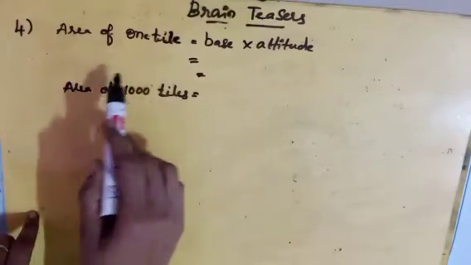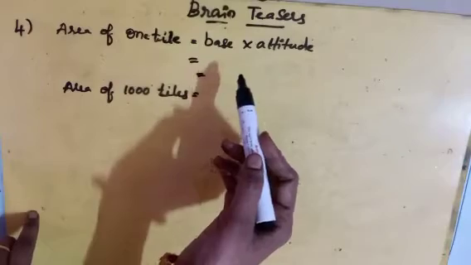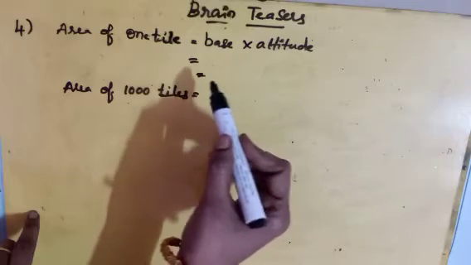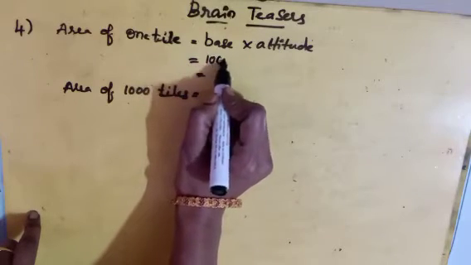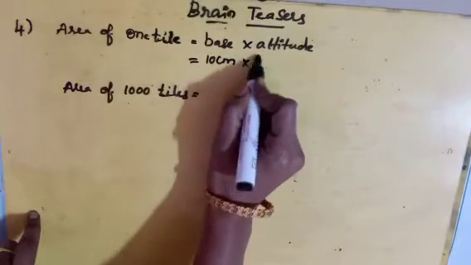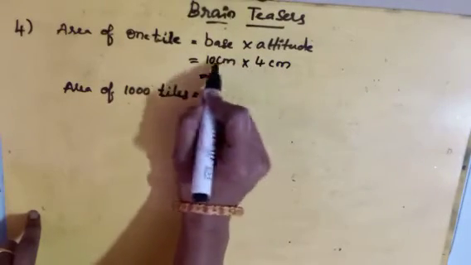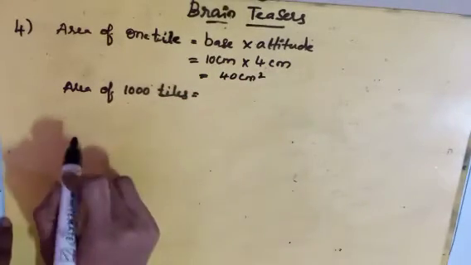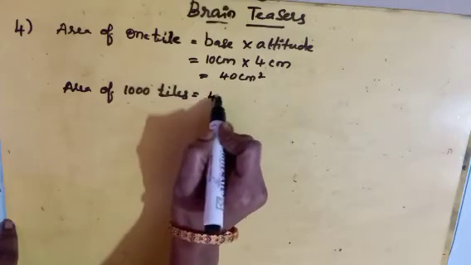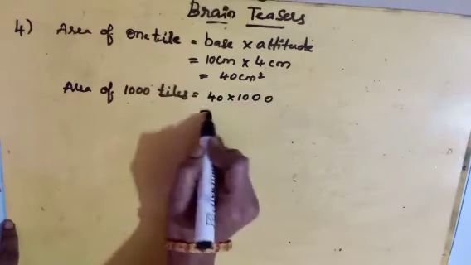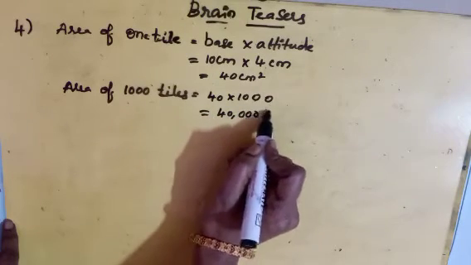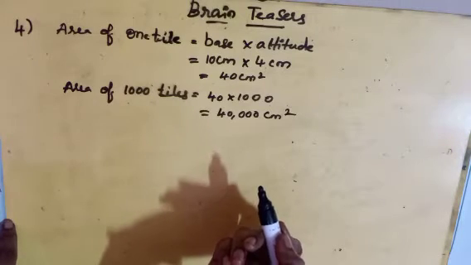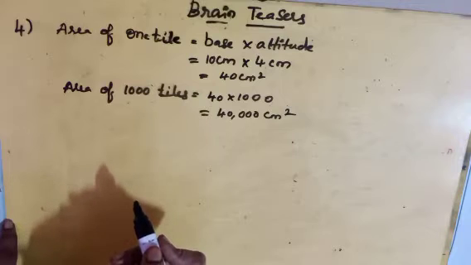Let us find the area of one tile. The area of a parallelogram formula is base into height. The base is 10 cm and the altitude is 4 cm. So let us multiply 10 into 4, that is 40 cm square, the area of one tile. Next let us find the area of 1000 tiles, that is 40 into 1000. So how much will we get? 40,000 centimeter square.